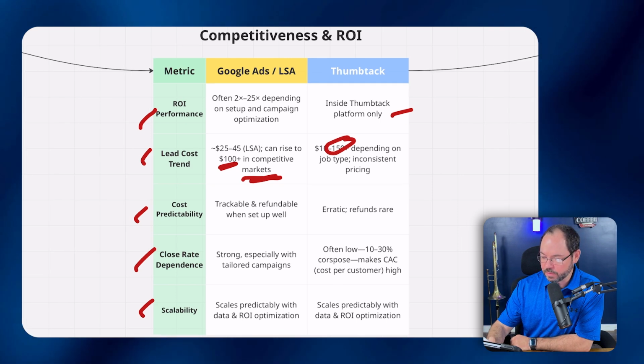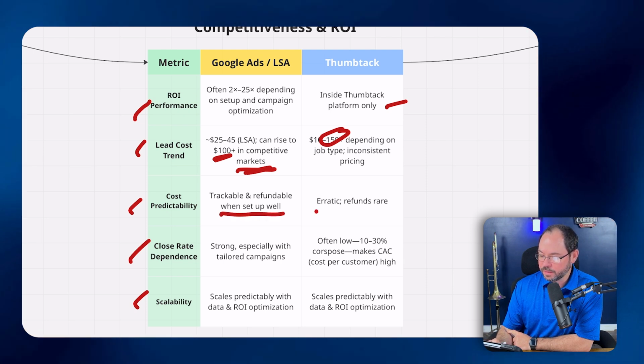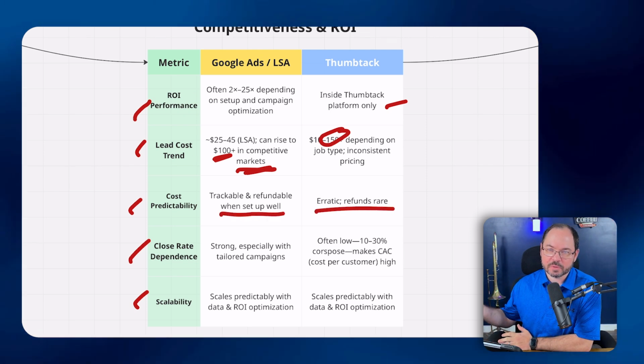Cost predictability. So trackable and refundable when it's set up correctly. And then it's pretty erratic and refunds are rare when it comes to being predictable on what your leads are going to cost. A lot of people can typically budget, like I'm going to spend $3,000 a month on Google Ads, and I typically know about how many leads are going to come in and how many leads you're going to close. But when it comes to Thumbtack, you can budget, say $3,000, but you may not spend that, or you may spend more than that, or you may spend less than that. So keep that in mind.